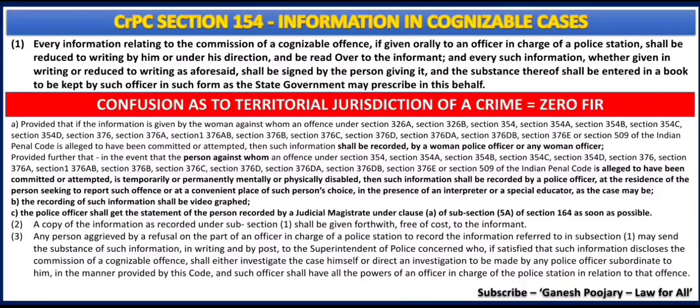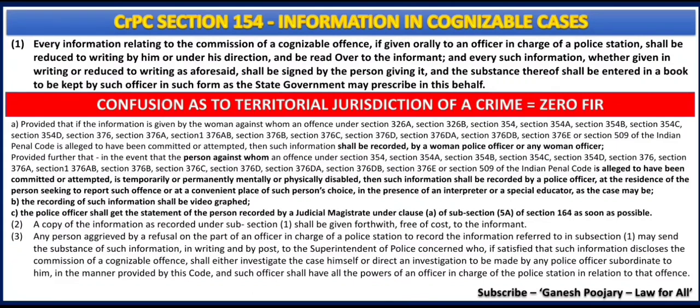While reading section 166A, subsection 1 of section 154 of CrPC plays a very important role. Section 154 of CrPC discusses information in cognizable cases, and subsection 1 reads: every information relating to the commission of a cognizable offense, if given orally to an officer in charge of a police station, shall be reduced to writing by him or under his direction and be read over to the informant, and every such information, whether given in writing or reduced to writing as aforesaid, shall be signed by the person giving it, and the substance thereof shall be entered in a book to be kept by such officer in such form as the state government may prescribe in this behalf.